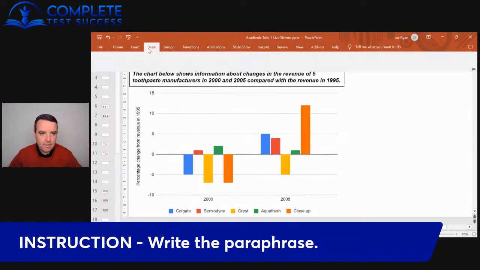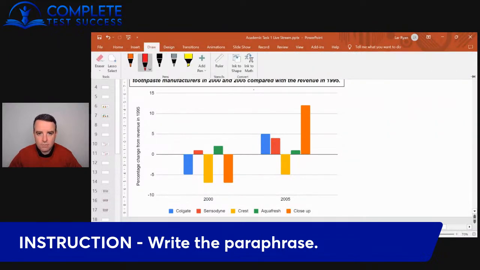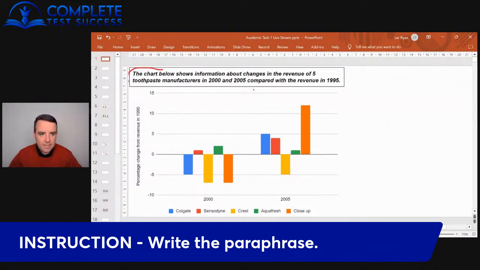Now, what do I mean by paraphrase the question? There's always going to be a little bit of text up here at the top of the question, and it describes what the question is about. Because you're writing an essay about this graph, your essay is about the same thing. So this is saying what the question's about, and your first sentence is saying what your essay is about.